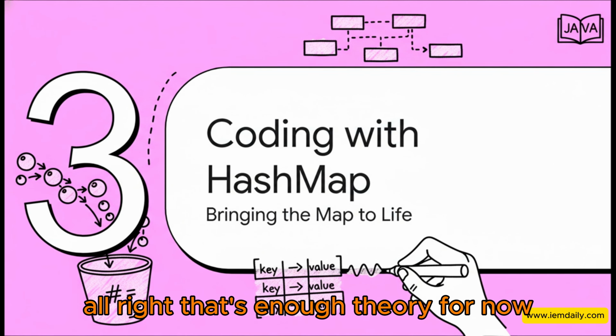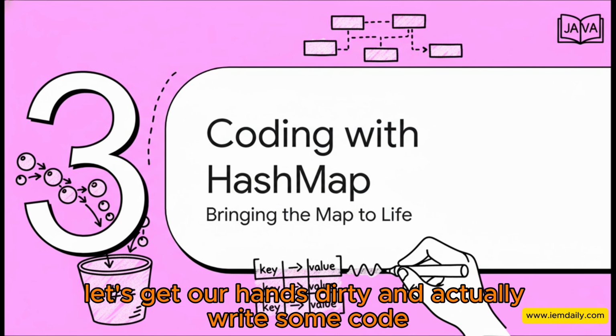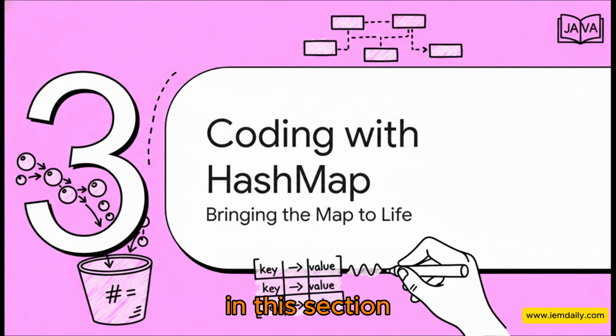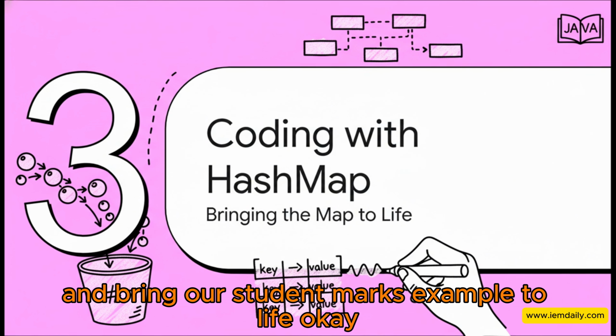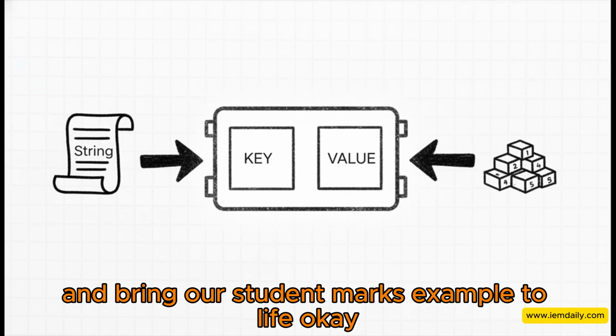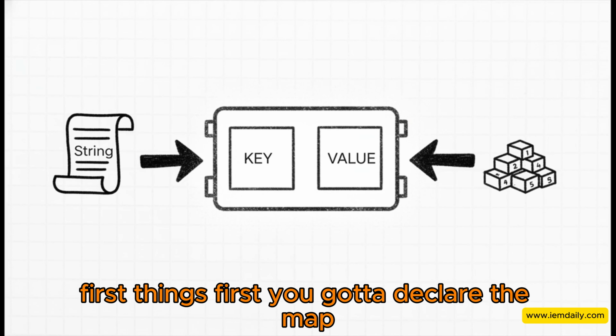All right, that's enough theory for now. Let's get our hands dirty and actually write some code. In this section, we're going to see exactly how to use a HashMap and bring our student marks example to life. Okay, first things first, you gotta declare the map.